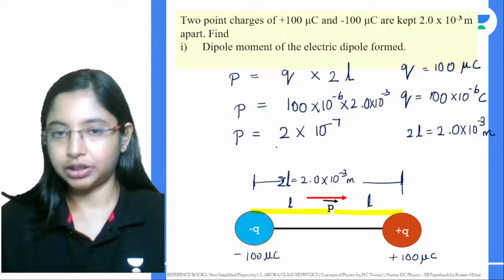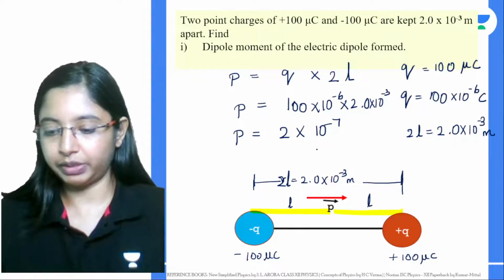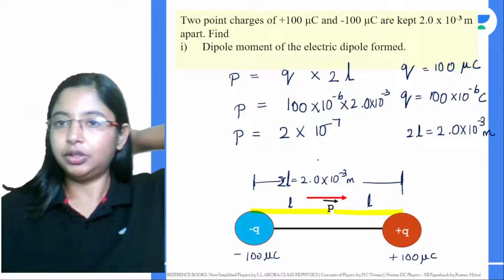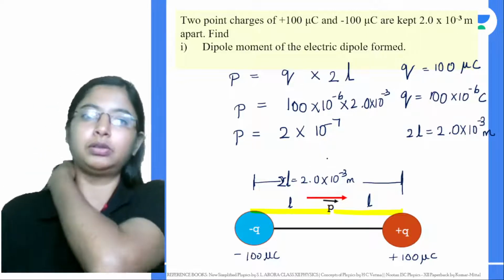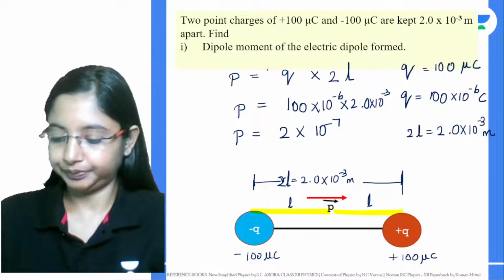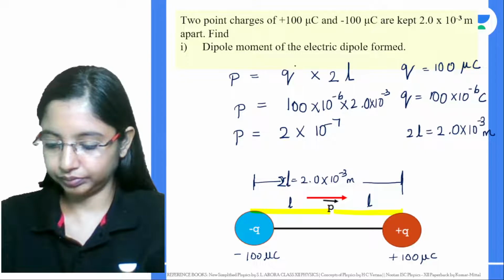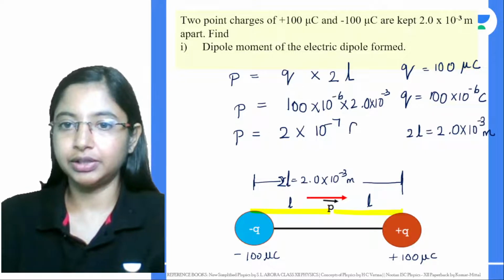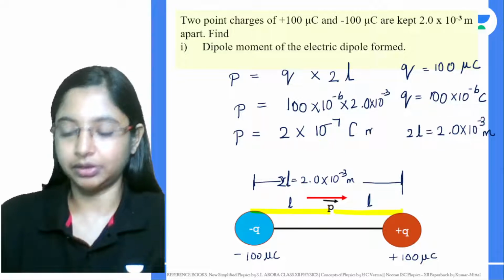What will be the unit of the dipole moment? One is charge, which is given as coulomb, and then the length, which is given as meter. So the unit is coulomb meter.